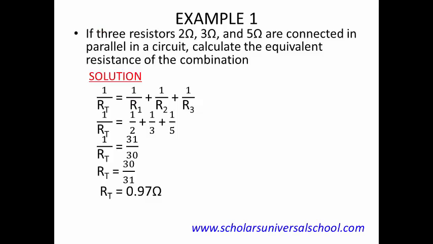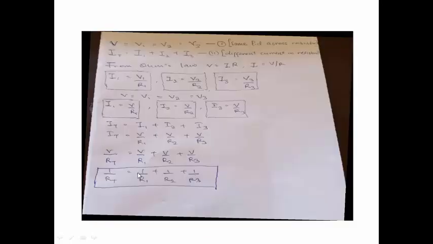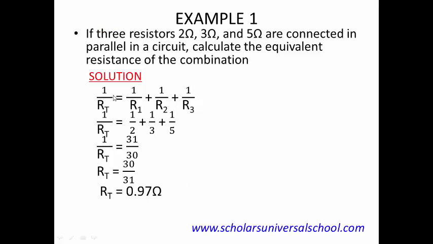Now, the first example: three resistors, 2 ohms, 3 ohms, and 5 ohms, are connected in parallel in the circuit, and we have to calculate the equivalent resistance of the combination. Remember that we have shown from this proof that the reciprocal of the total resistance is the reciprocal of resistor 1, then resistor 2, and resistor 3. So making use of that formula, 1 over RT equals 1 over R1 plus 1 over R2 plus 1 over R3. Now we have 1 over RT equal to 1 over 2 ohms, which is R1, plus 1 over 3 plus 1 over 5.